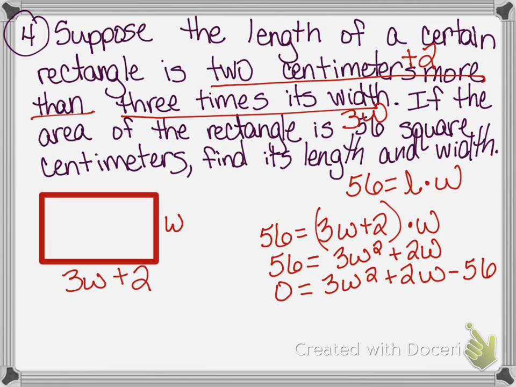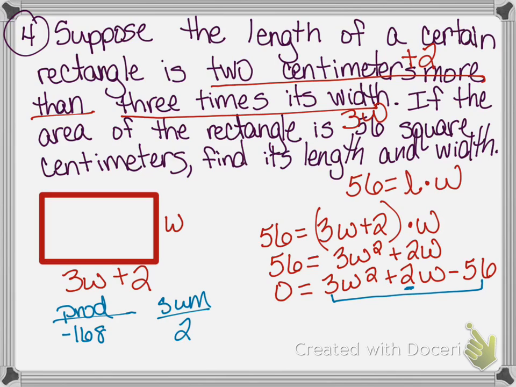Okay? So I do 3 times negative 56, and the reason I do it that way is there's a number in front of the w squared. 3 times negative 56 is negative 168. So my product here is going to be negative 168. My sum is that number right there. That stays right there. Okay?